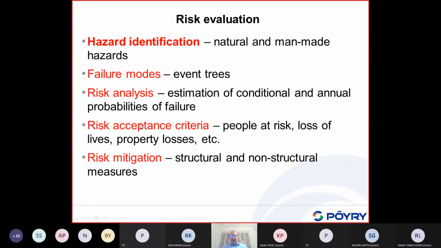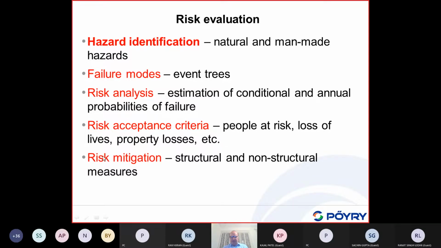Then there are so-called risk acceptance criteria. So you look at what would happen if dam failure occurred. You would have to estimate the people at risk. You have to make an estimation for loss of life and the property losses, environmental losses, cultural losses. Okay, there is an infinite number of consequences. So what are the criteria here?